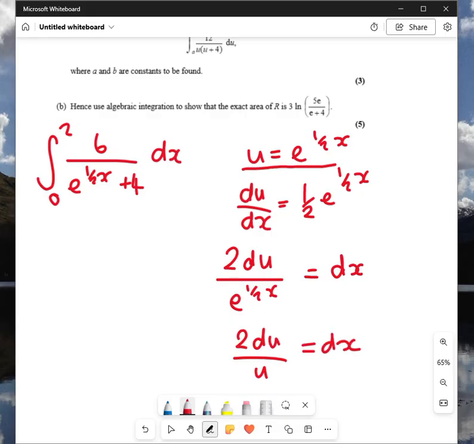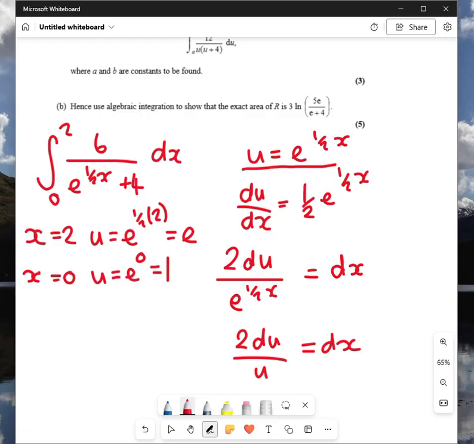Then we also need to think about our limits, because our limits are in terms of x at the minute. We need to write them in terms of u, and this is a step that I think quite a few people forget sometimes. So x is 0 and x is 2. Let's rewrite those. So u is e to the half x, remember? So that'll be e to the half times 2, which is just e to the 1 or e. And when x is 0, we end up with e to the 0, which is just 1.